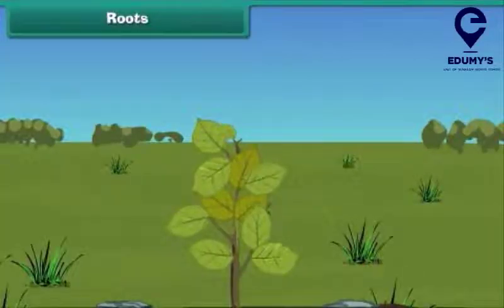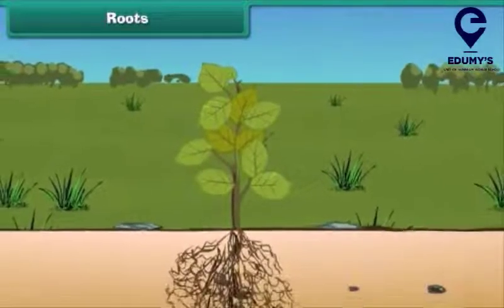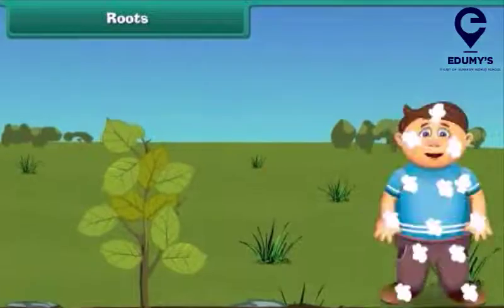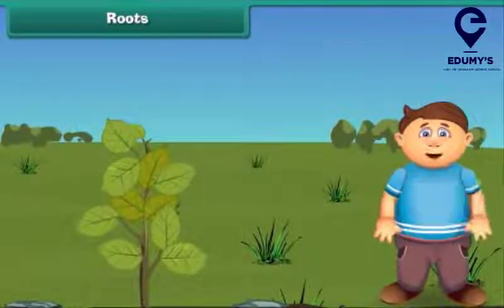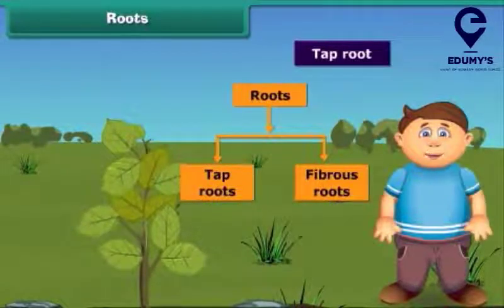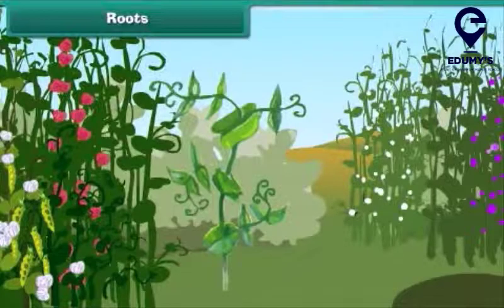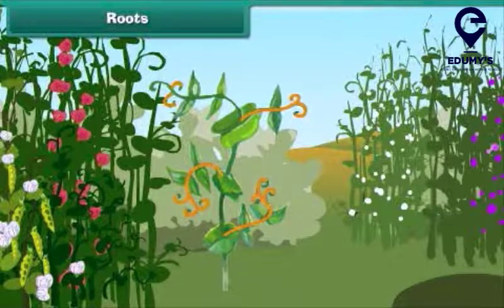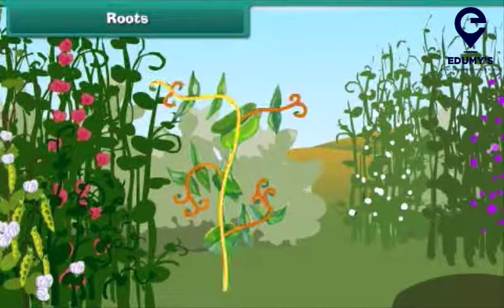Now, let's know the parts of the plant in detail. Let's start with the root. The root is the non-green part of the plant which grows under the ground. Do you know that there are mainly two types of roots? Tap roots and fibrous roots. But what are they? In a tap root, there is a main thick root that grows deeper in the soil. Several weak and thinner roots grow out from this main root.